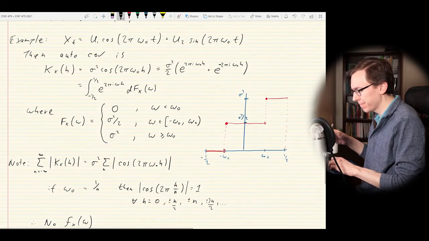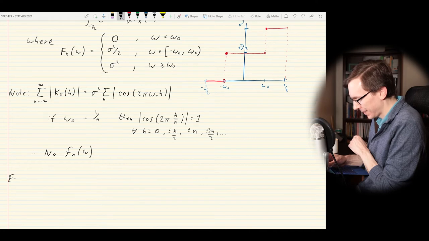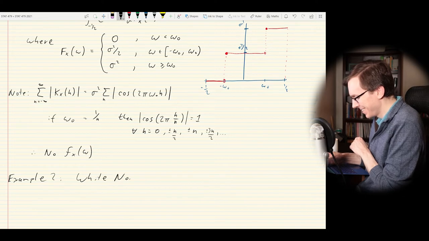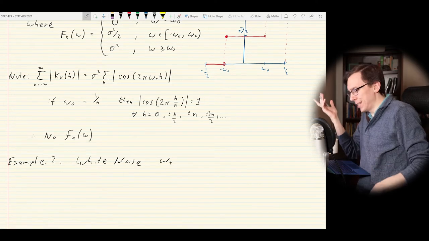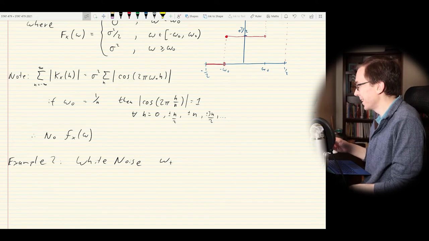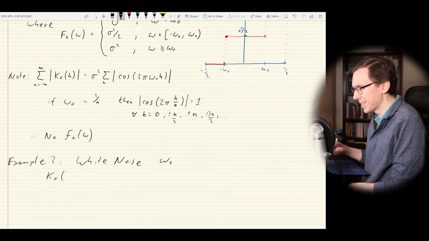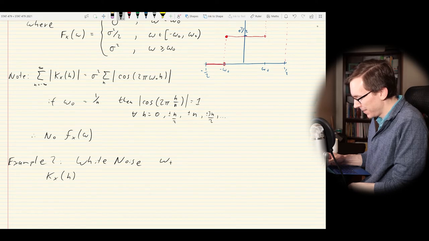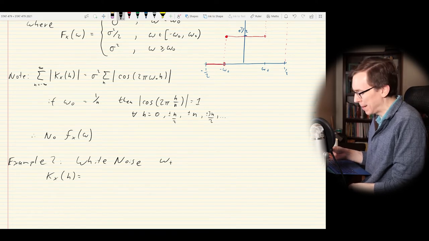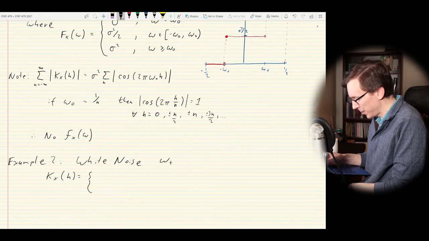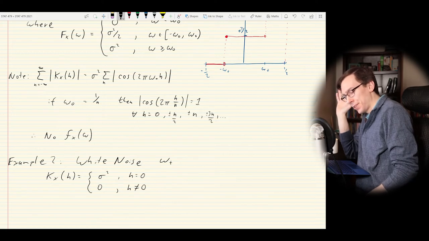Let's do another example. Example 2, which is white noise. Our favorite little W_t process. So what is white noise? Well, white noise has an autocovariance that we already know. This was, I think, lecture 1 or lecture 2 of the course. The idea is that white noise is going to have a variance of sigma squared at h equal to 0, and it is uncorrelated for all other values of h. So it's 0 everywhere else.